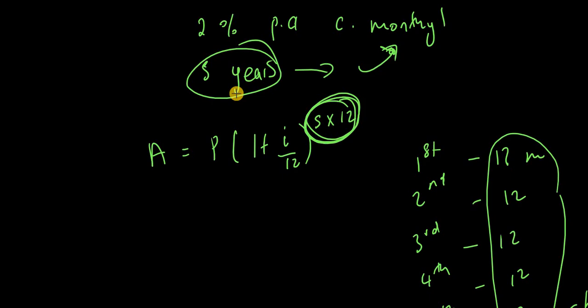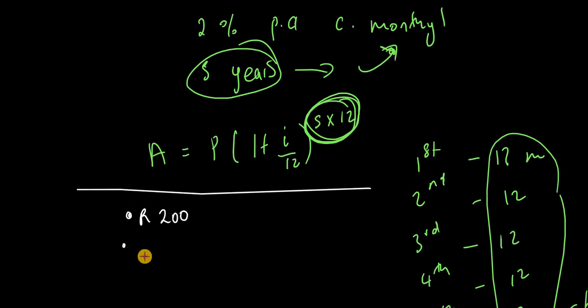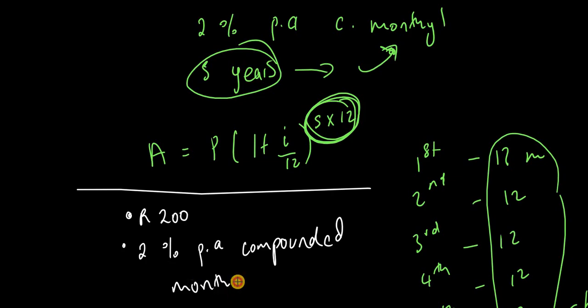Why is it important to know this? What if I were to tell you that I invested 200 rands. The interest was 2% per annum, compounded monthly. Then I say, how much do I have in 16 months?